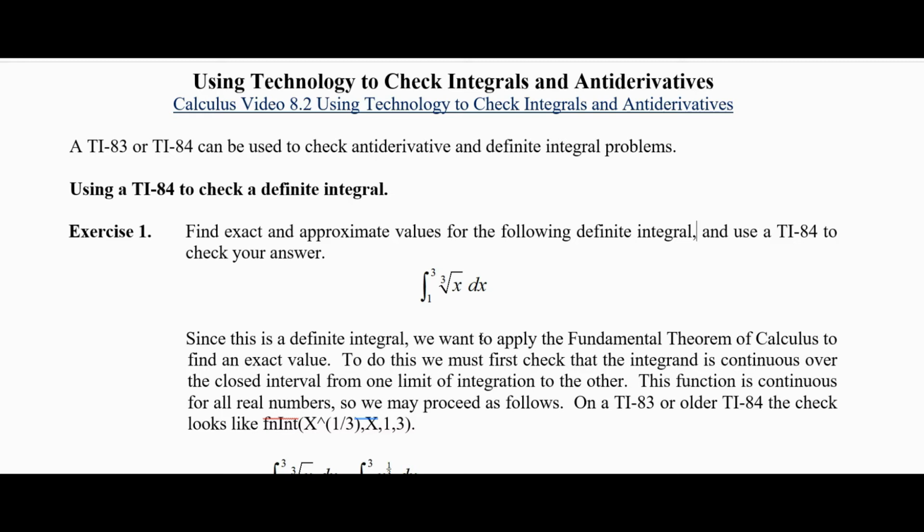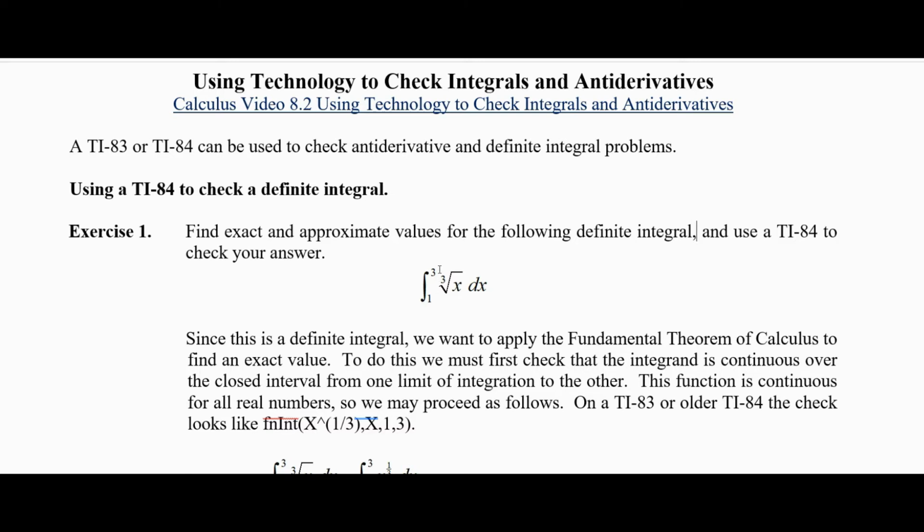To do this, we must first check that the integrand, the cube root of x, the function we're integrating, is continuous over the closed interval defined by these limits, in this case the closed interval from 1 to 3. If it is, then we can apply the fundamental theorem of calculus, that is, find an antiderivative, evaluate the endpoints, and subtract. That will give us the definite integral exactly. Of course, then we can plug it into a calculator to get an approximate answer if we need to as well.